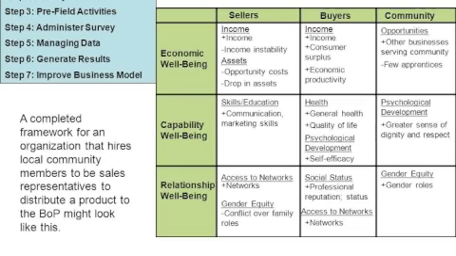As previously mentioned, the columns represent different groups of people. The rows represent the different areas of impact. The individual boxes, therefore, represent the impact on a specific group in a specific area.